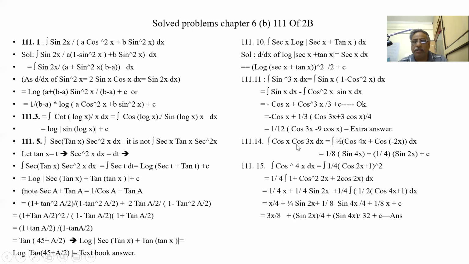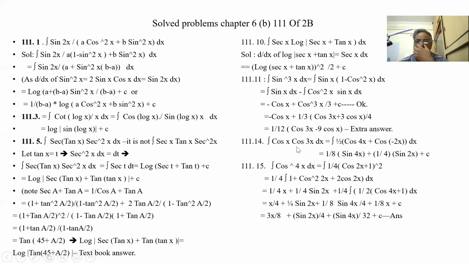Again, cos x cos 3x dx. Is it cos a cos b? Sin a cos b, cos a sin b, cos a cos b is half of cos a plus b plus cos a minus b. So half of cos a plus b is cos 4x, and cos of minus theta is cos theta, so cos 2x. Simple. This is sin 4x by 4 plus sin 2x by 2. So this is the answer.